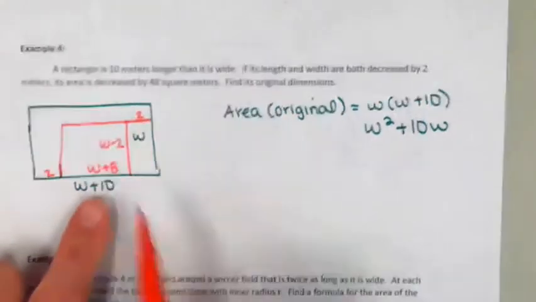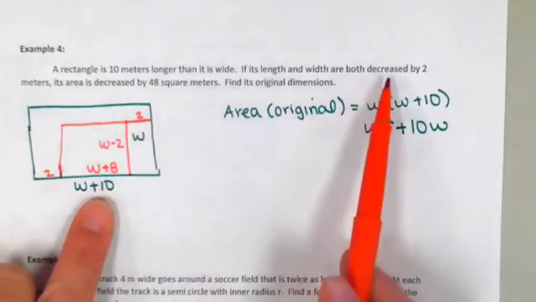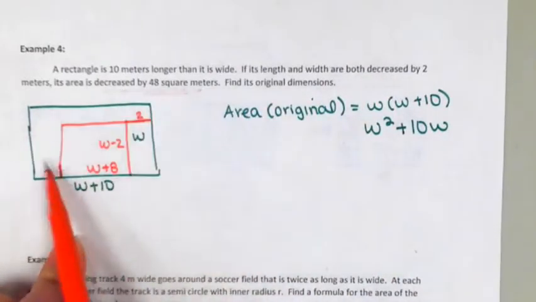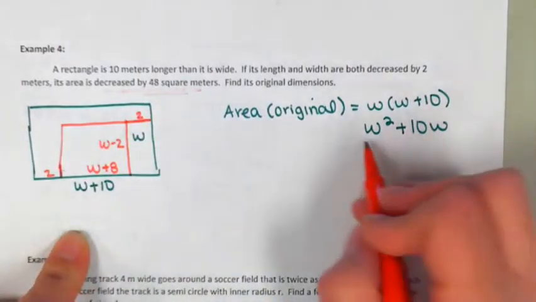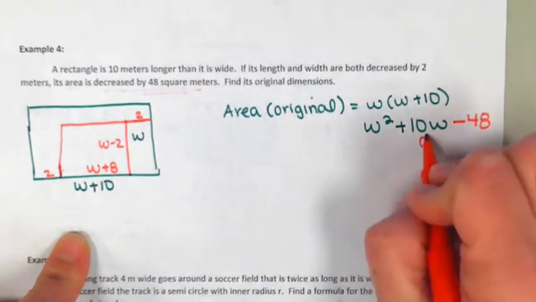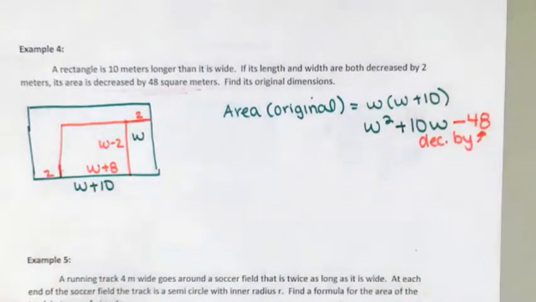Now, if we look at this, obviously that's not the best drawing, but we get the point, okay? The area is decreased by 48. So my original area is now what? Minus 48, because my original area is decreasing by 48. So that's why it's minus 48 to my original. Okay, you guys okay with that?